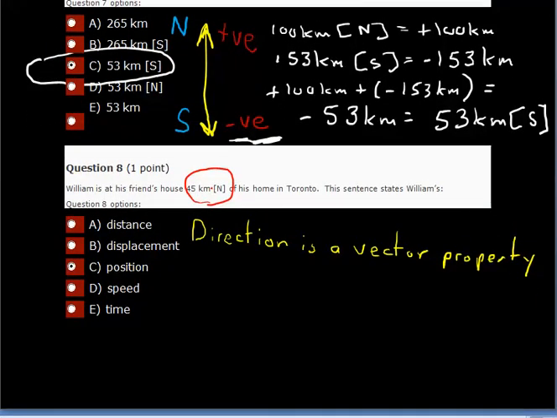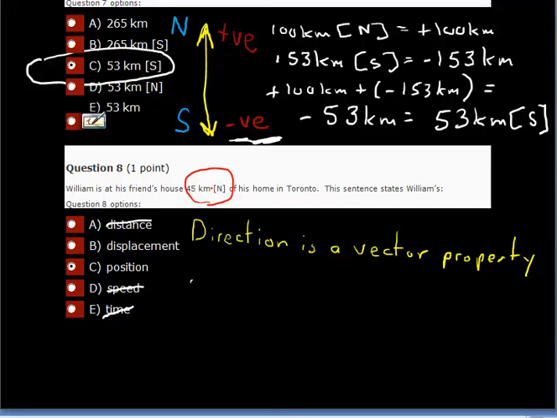Number 8. William is at his friend's house, 45 kilometers north of his home in Toronto. This sentence states Williams's direction, and direction is a vector property. So we're dealing with a vector. That means it's not distance, because distance is a scalar. It's not speed, because speed is a scalar. It's not time. So we're left with displacement and position.